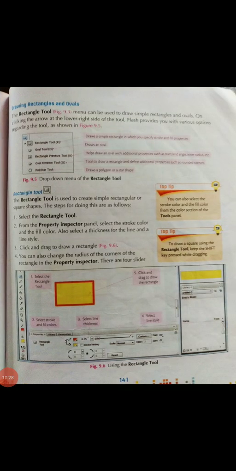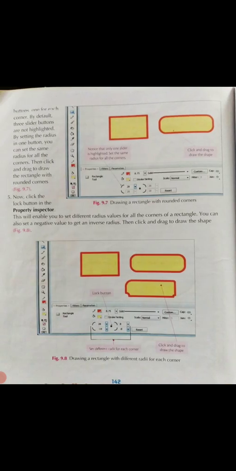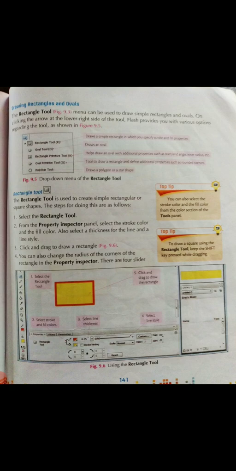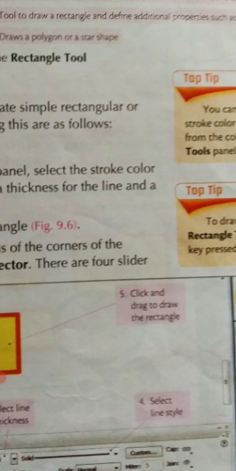I think no doubt regarding this. So students, from here only the main function of the rectangle and oval tool is important. The steps of the rectangle tool are not so important. I have just explained them here as they are in your book, but you should specially look at the functions of your rectangle and oval tool. Got it? Then you see page number 141.